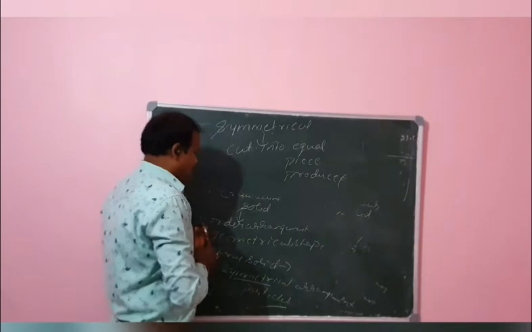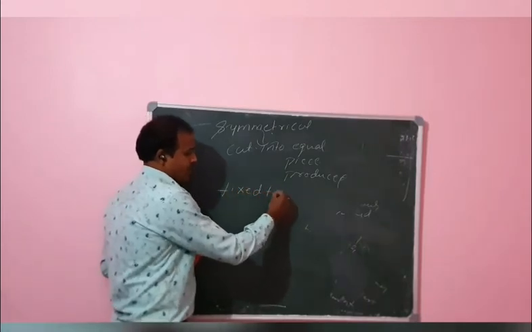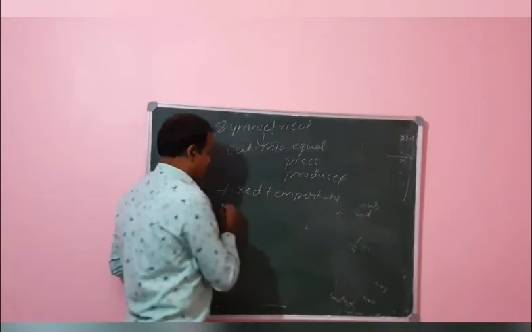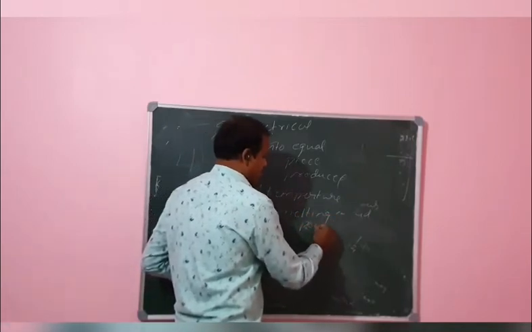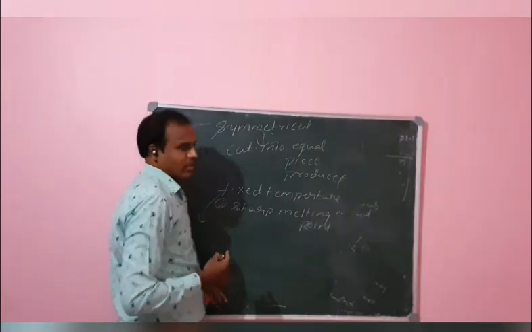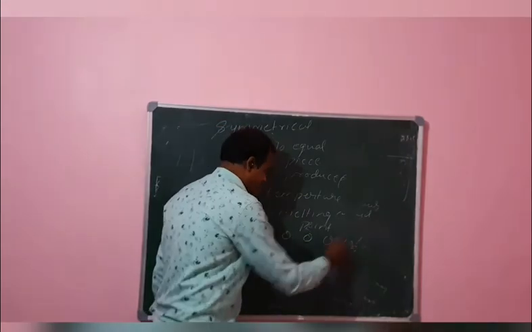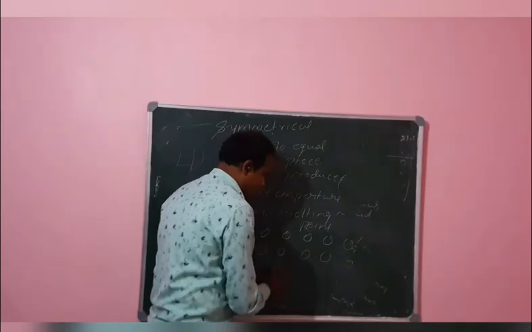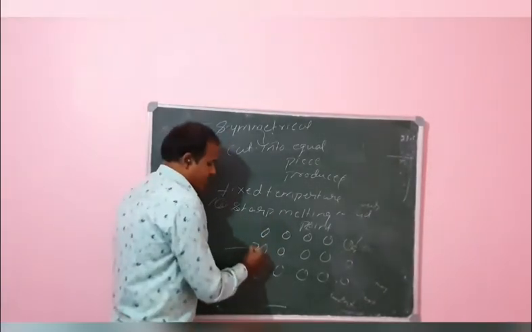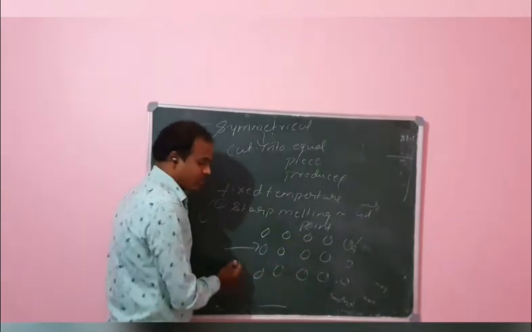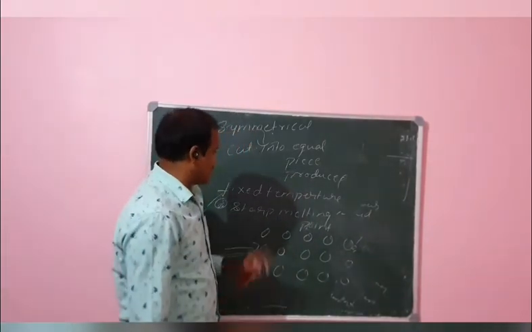Another property: the crystalline solid has a fixed temperature and a sharp melting point. Why is it called a fixed temperature? You already know the crystalline solid has an orderly arrangement of particles. At a particular temperature there is no random arrangement, because it is orderly, so it melts sharply at that particular temperature. Therefore it has a fixed temperature.